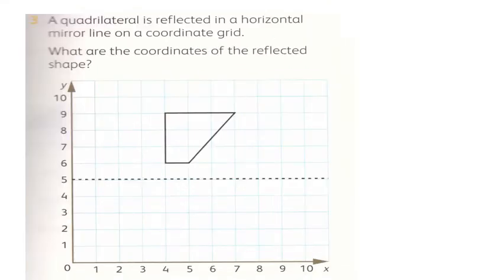Okay. And here's our last question. Question 3, page 57. A quadrilateral is reflected in a horizontal mirror line on a coordinate grid. What are the coordinates of the reflected shape? Now this is a little easier than the previous question. As I said before, the movement has to be perpendicular, so these 4 lines simply have to move. So let's put these 4 dots in.